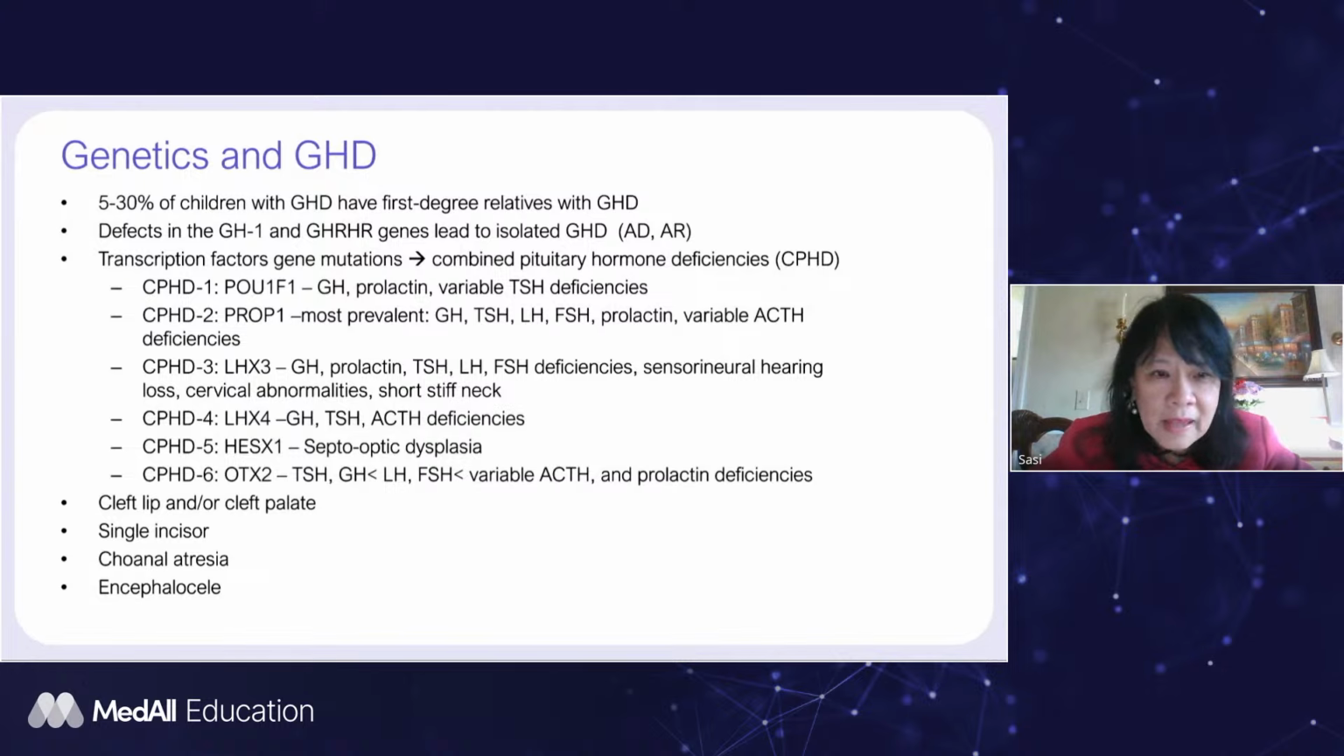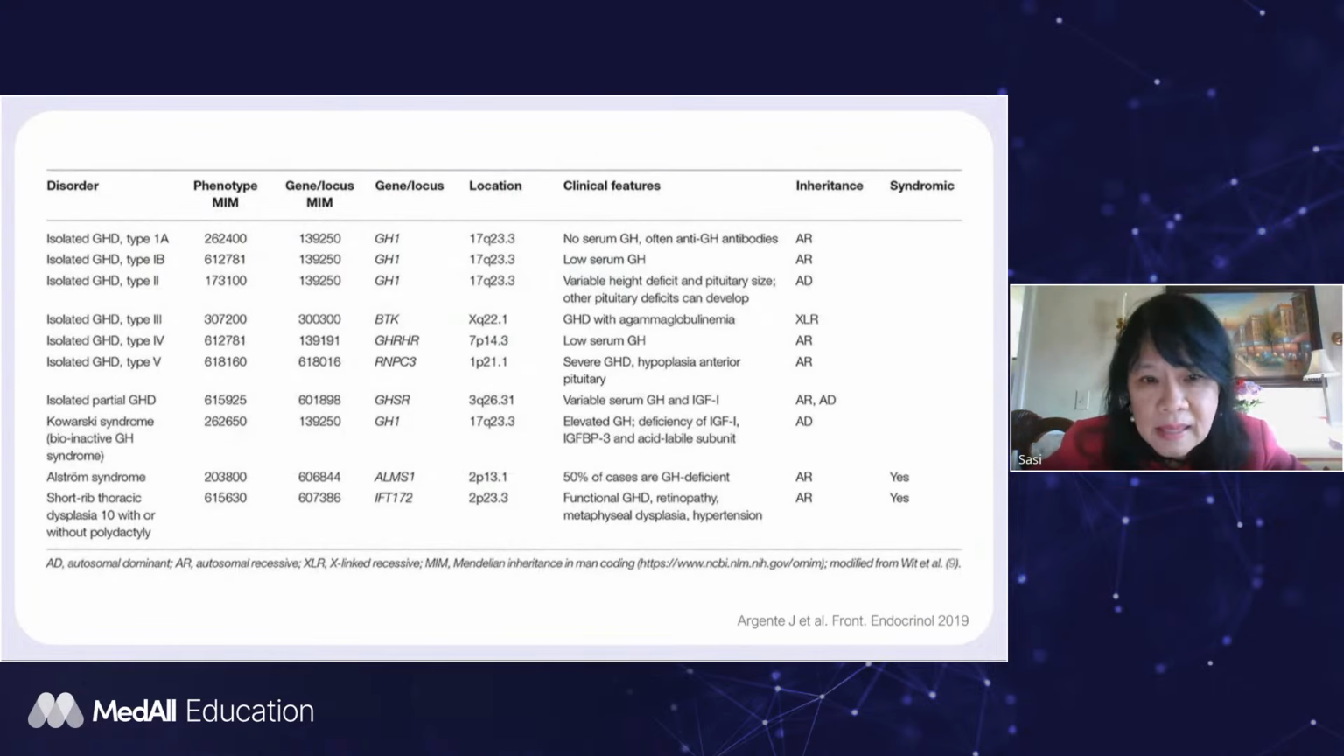So, there are a long list of different genes that I won't go into detail today, but it's just something to be aware of: many cases of growth hormone deficiency can be due to genetic defects. There are some uncommon genes such as ALMS1 or IFT172, and some may have different abnormalities as well, like short rib thoracic dysplasia or polydactyly, and could be part of Alström syndrome. So there are many genetic causes of growth hormone deficiency.